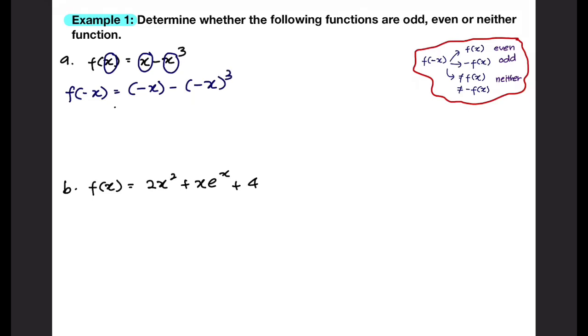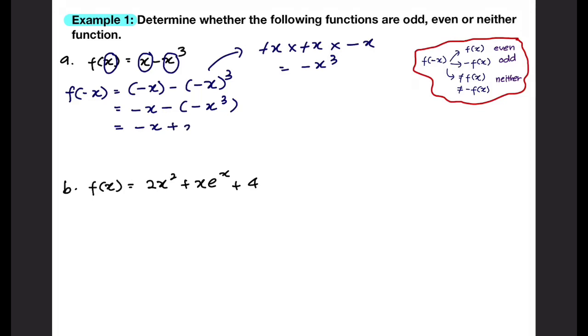Okay, then simplify. We have negative x, okay, negative x to the power of 3. We get negative x to the power of 3, so minus negative x to the power of 3. Then simplify: negative times negative, you get positive x to the power of 3.